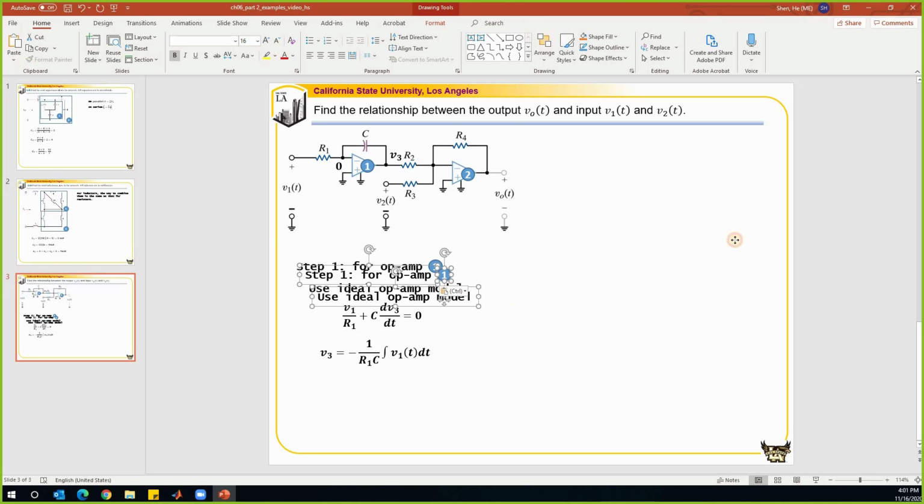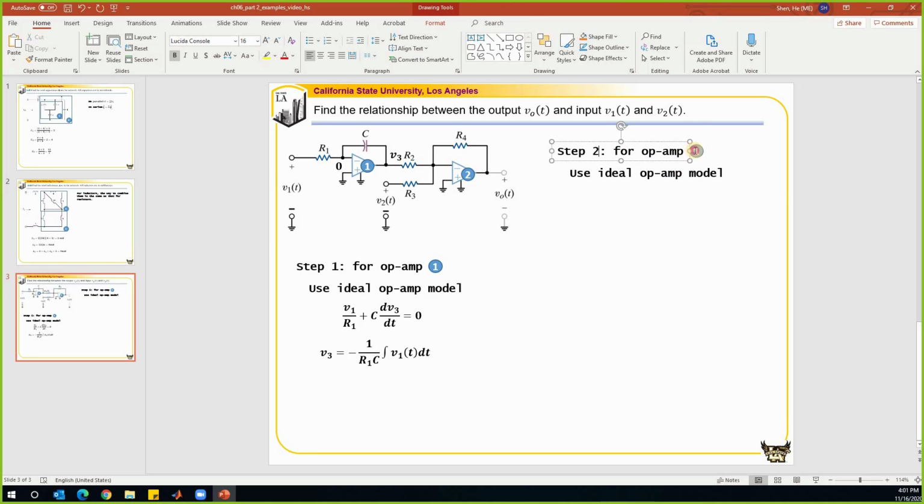Next step, we're going to analyze the second op-amp. Step 2, for the second op-amp, we're going to use the ideal op-amp model, the same thing. Over here, V plus is connected to the ground, which is equal to 0. So it implies V minus is equal to 0. This is a 0 node, right? And we'll write a KCL equation at this node. At this node, there are 3 branches connected. Oh, actually, in total, there are 4 branches. One branch goes into this op-amp, which is equal to 0, right?